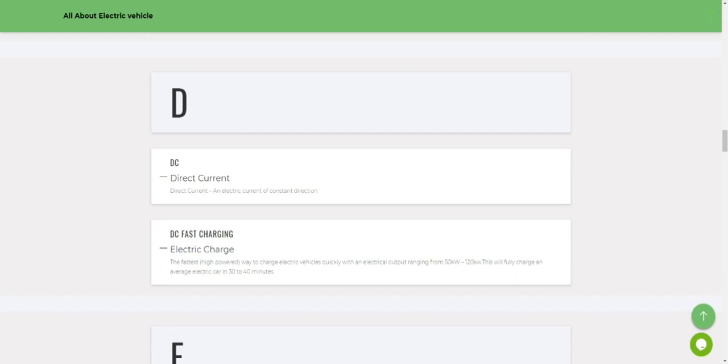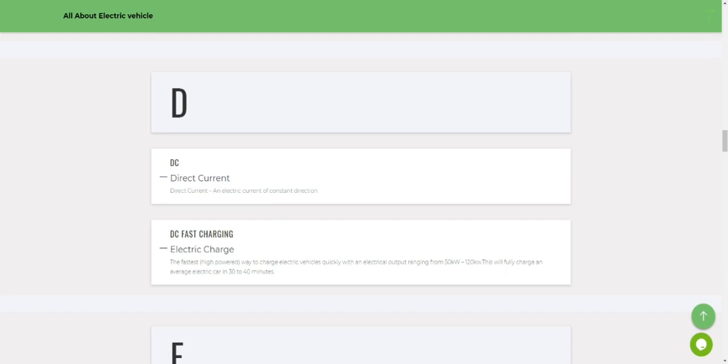The very basic is DC, that is direct current, an electric current of constant direction. Then there's DC or fast charging, that is electric charge. The fastest way to charge an electric vehicle quickly, with the electric output ranging from 50 kilowatt to 120 kilowatt. This will fully charge an average electric car in 30 to 40 minutes.